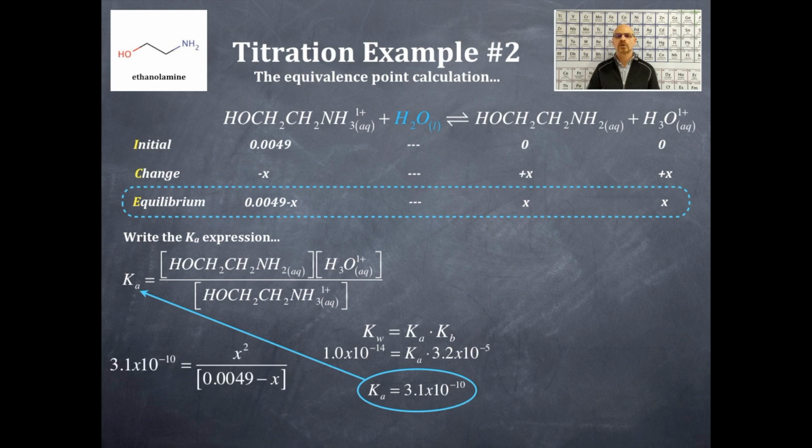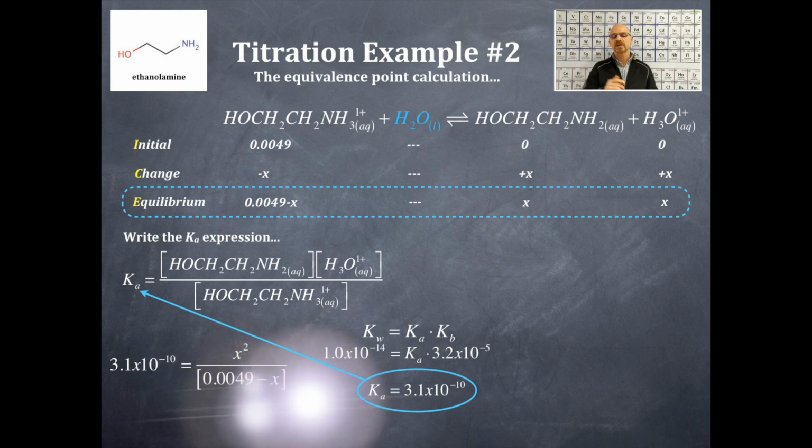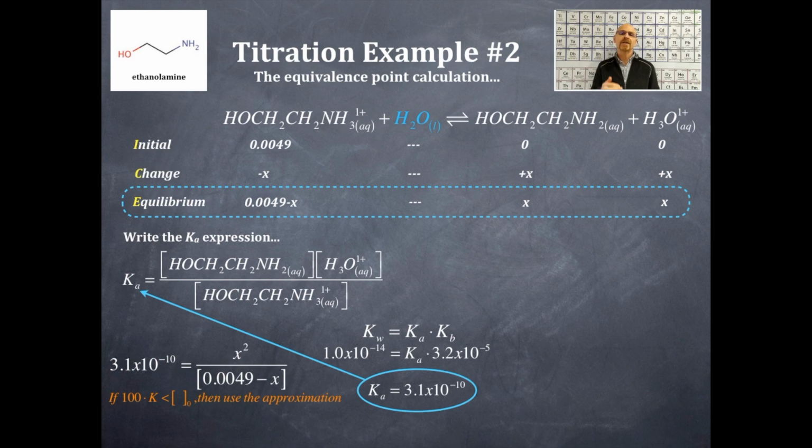So now I have 3.1 times 10 to the negative 10, that's the Ka that was derived, is equal to x times x, which is x squared in the numerator, divided by 0.0049 minus x. Now, again, we always need to ask ourselves, are we going to be using the quadratic equation? Thus far, we haven't, but this time, do we or do we not? And we are going to be using this concept here. That is, if 100 times the K is less than the initial concentration, then I'm going to use the approximation and I will not be using the quadratic.